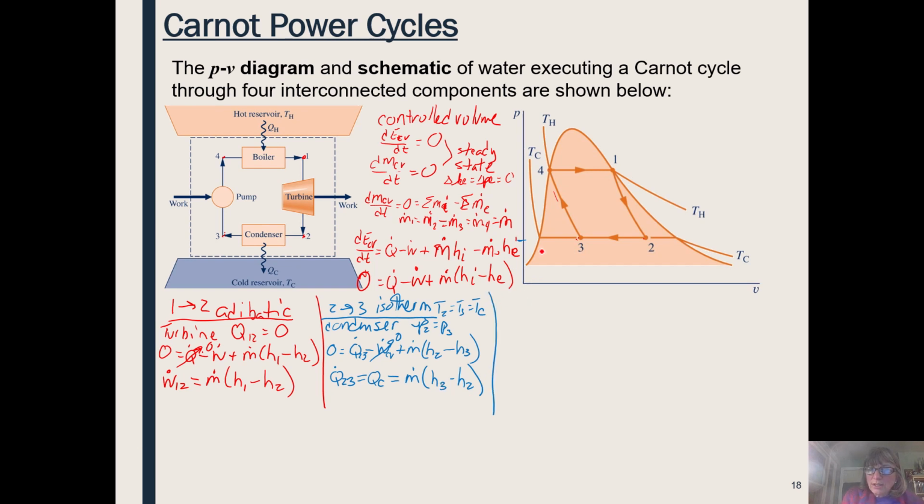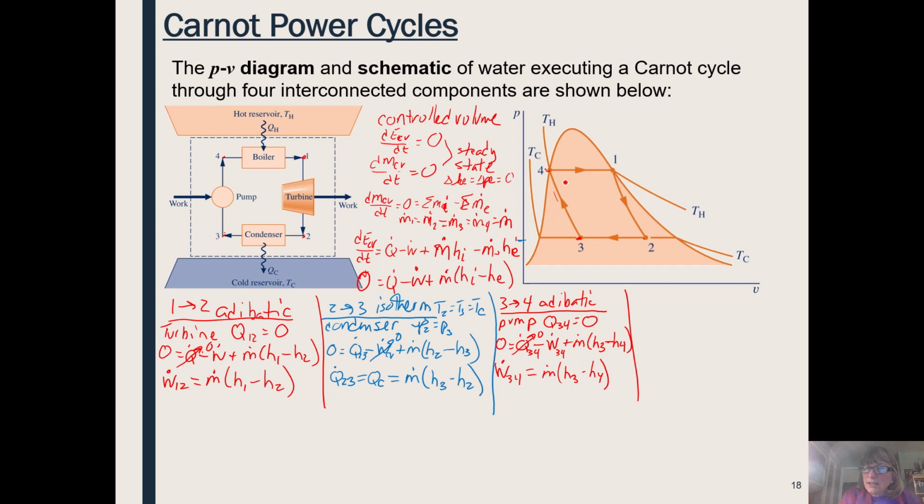If we look at the process going from 3 to 4, we're adiabatic again. And now this is our pump. So our Q from 3 to 4 is 0. And so if we look at our first law, our Q is 0, and so the work of our pump, that's work being put in, is equal to the enthalpy at 3 minus the enthalpy at 4.